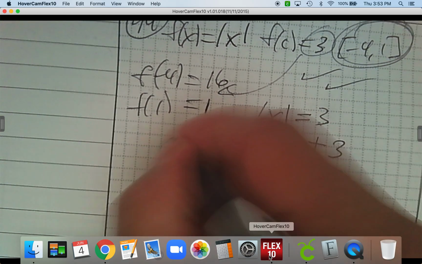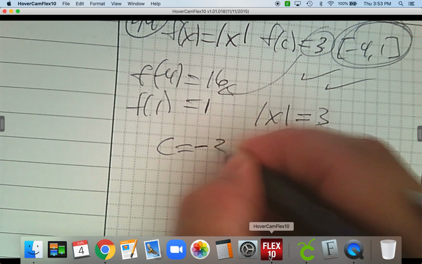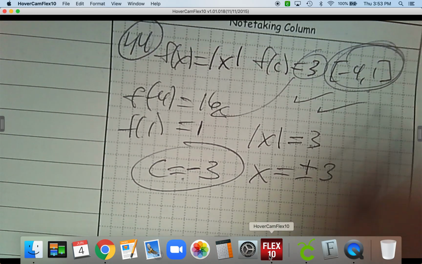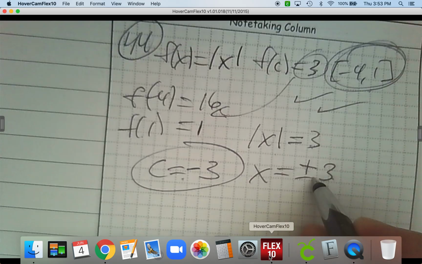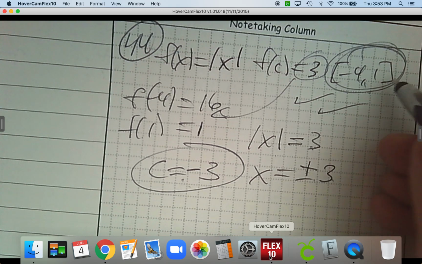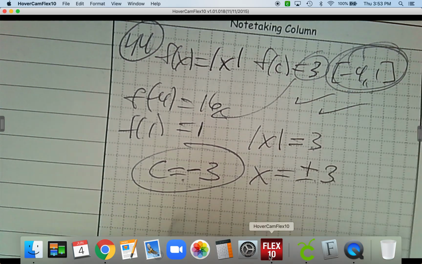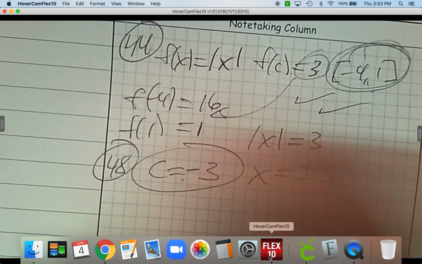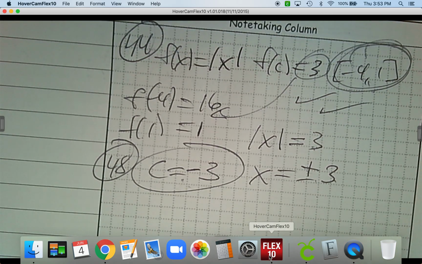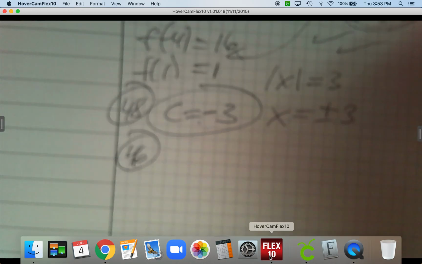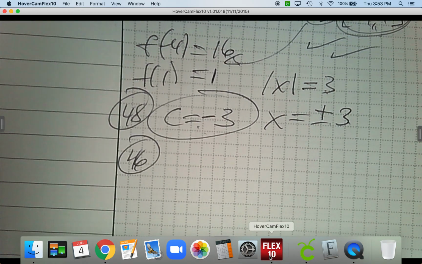The only right answer for C is actually negative 3 because negative 3 is in the interval. Positive 3 is a good answer for the equation but does not satisfy C because positive 3 is not between negative 4 and 1. So this was actually 44 and 48. We did two questions there. We did 45. I'm not doing it again. 46, and this connects to 49.